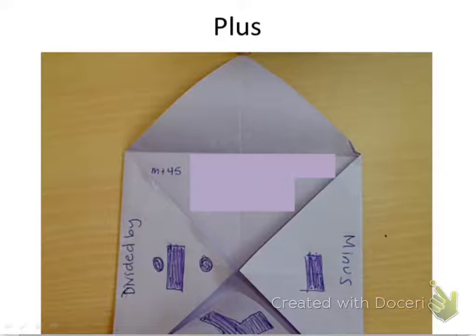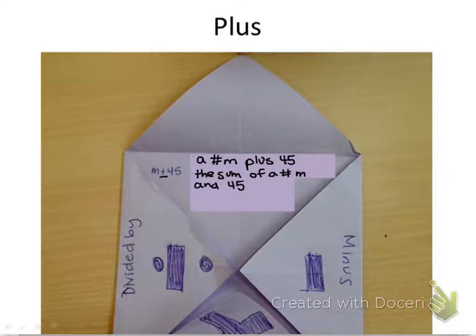The first one, a number m plus 45. Okay, the next one. You could say the sum of a number m and 45, because plus, the answer to an addition problem, is known as the sum. So the sum of a number m and 45.